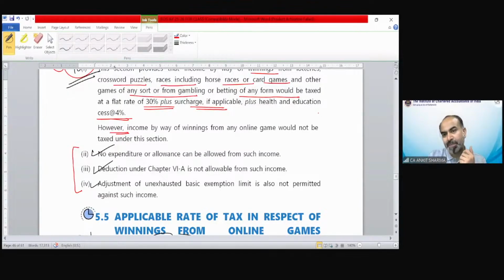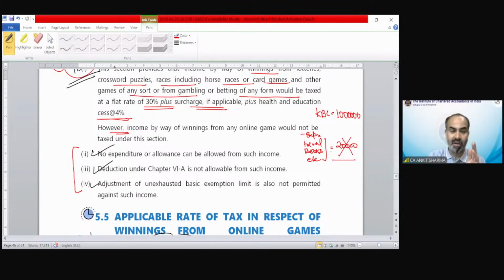Suppose you participate in KBC and won 10 lakh rupees. And now you say that I have made certain expenditure for traveling. I went traveling for that KBC show to Mumbai. Then I've spent on the books I purchased for the purpose of knowledge, etc. And my expenditure is 20,000. So is it going to be allowed? No. For casual income, no expenditure is allowed.